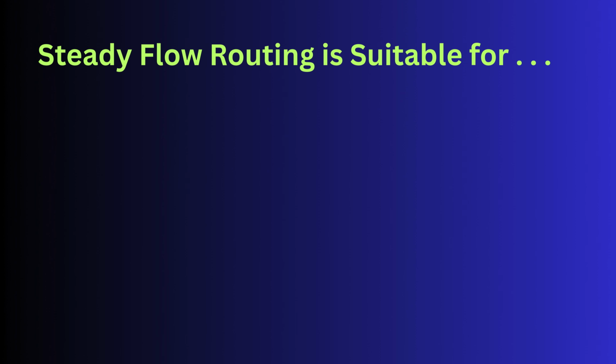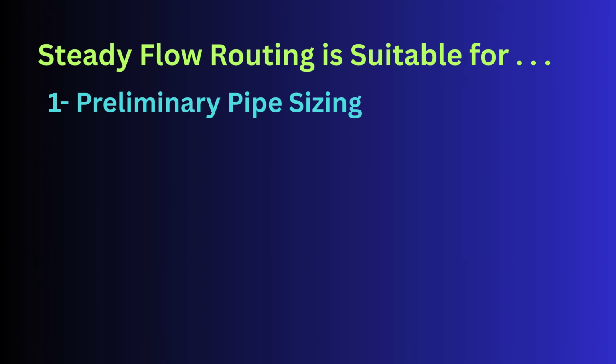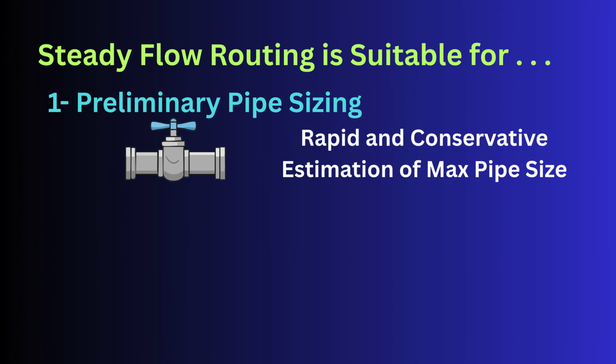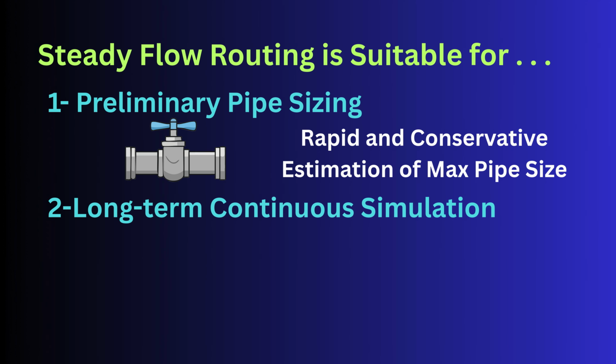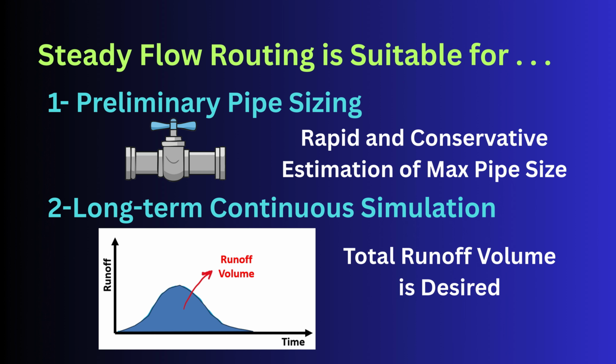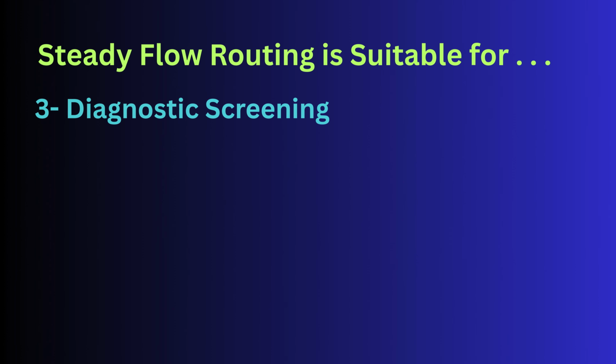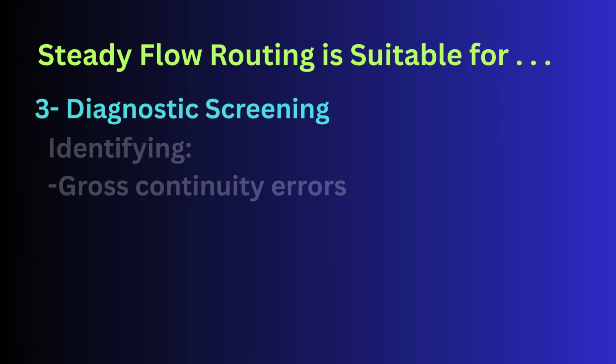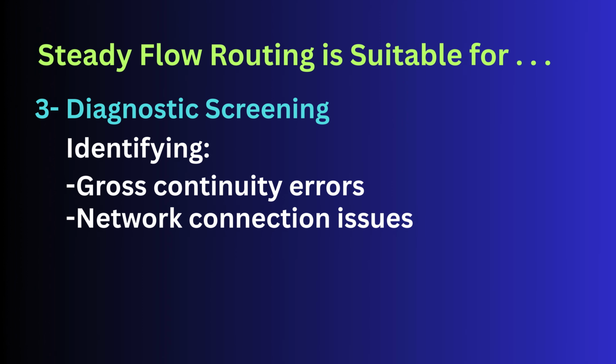This method is suitable for the following scenarios. First, preliminary pipe sizing, where rapid and conservative estimation of maximum pipe sizes is acceptable. Second is for long-term continuous simulation, when analyzing total runoff volumes is desired rather than instantaneous peak flood stages. This is because the timing errors of a steady flow may be negligible compared to the computational speed gains. Finally, for diagnostic screening, this method serves as an effective tool for identifying gross continuity errors or network connection issues before engaging more complex routing options.